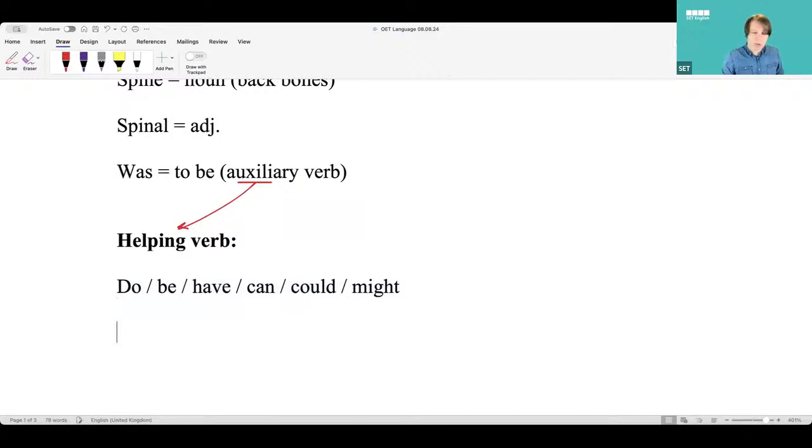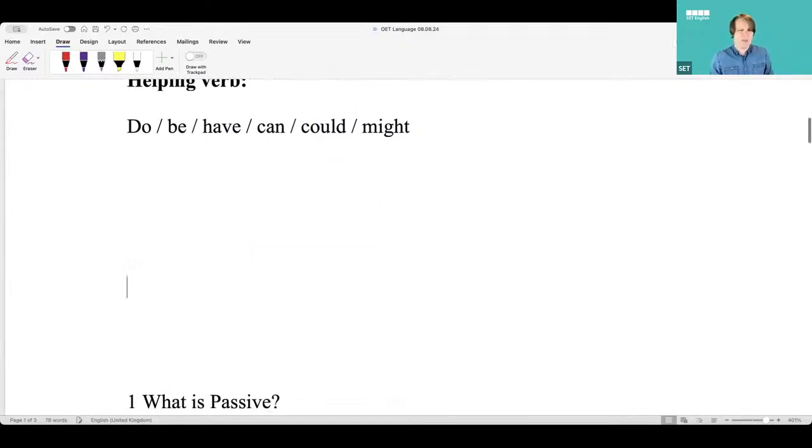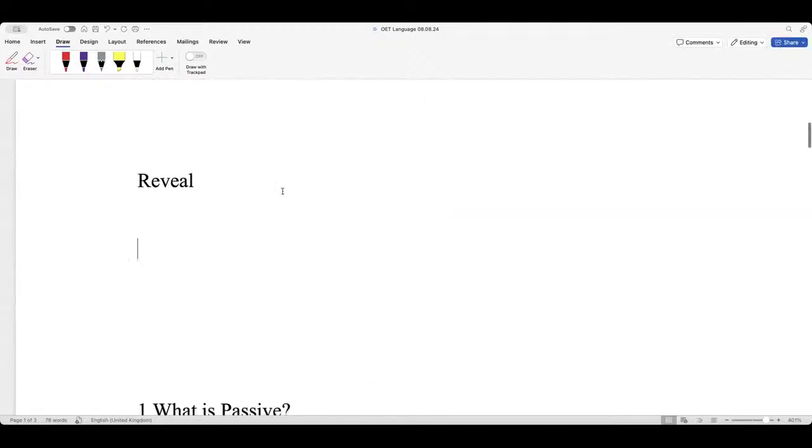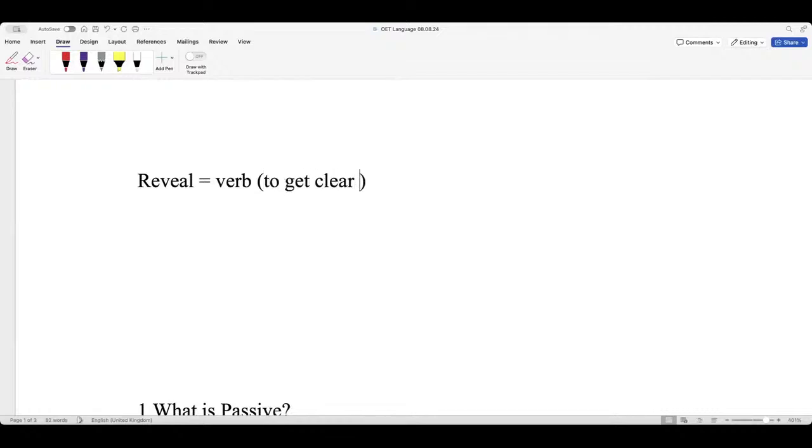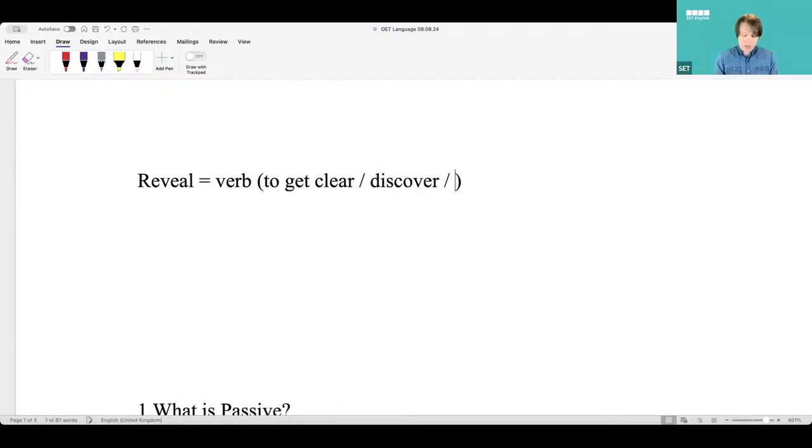Okay, last one, and we'll start this. Can anyone tell me what about this? Reveal. Verb. Omi, this is the verb, isn't it? This is a verb. Okay. So, what does it mean, guys? Reveal, it means to get clear, to discover. Yeah. Show. Yeah.